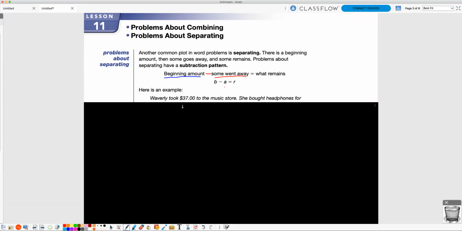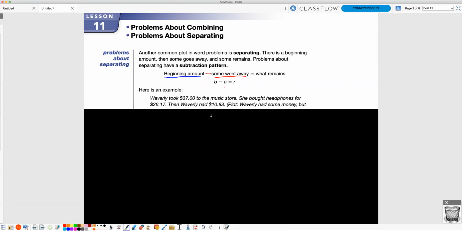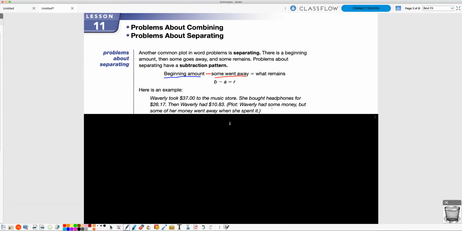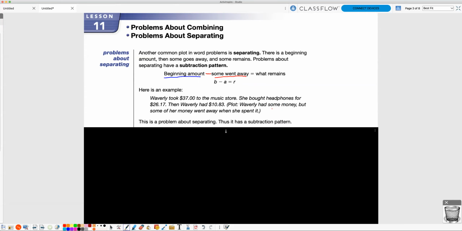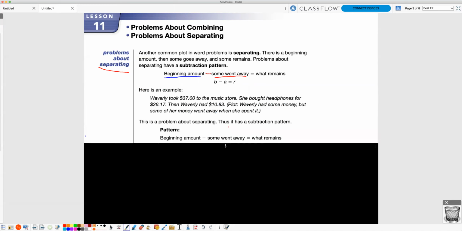Waverly took $37 to the music store. She bought headphones for $26.17. Then Waverly had $10.83. So here's your plot. She had some money, but some of her money went away when she spent it. So this is a problem about separating. Thus, it's a subtraction pattern. So here's your pattern. You've got a beginning amount, some went away, and then you still have a remaining amount.